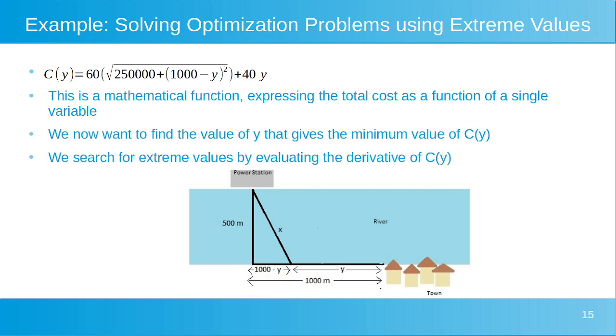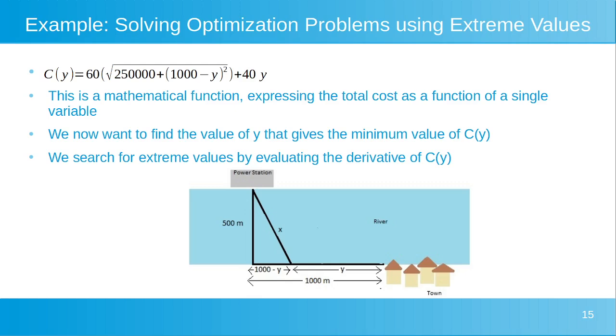So that's now displayed at the top of this screen. Total cost as a function of y is equal to 60 into bracket square root of 250,000 plus bracket 1,000 minus y, close bracket squared, close bracket, plus 40y. This is a mathematical function expressing the total cost as a function of a single variable. And we now want to find the value of y that gives the minimum value of total cost as a function of y. So we know how to do this.